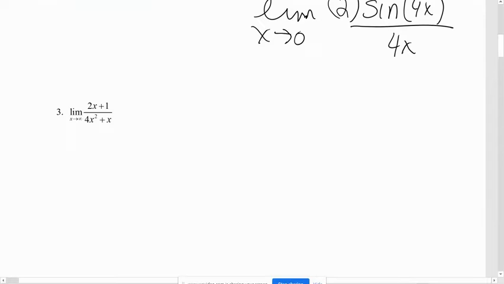Okay, number 3, the method from the first semester. Well, first of all, if I plug in infinity, I'm going to get infinity on the top, and I'm going to get infinity on the bottom. So I don't know what that is.